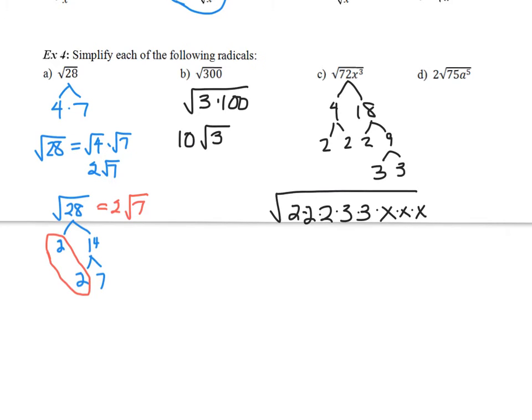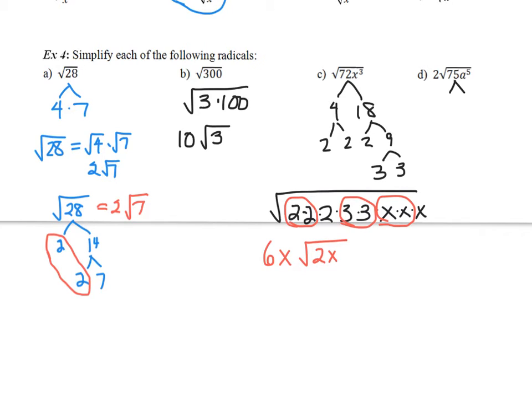Since I need a perfect square, I need 2 factors that match. So here's 2 2's, here's 2 3's, and here's 2 x's. All of the factors that are doubles come out just once. So 2 times 3 is 6 times x, and then left underneath the radical would be 2x. And again, you could also do this one by looking for a perfect square factor that goes into 72x to the third.